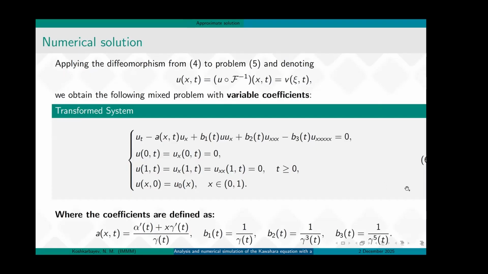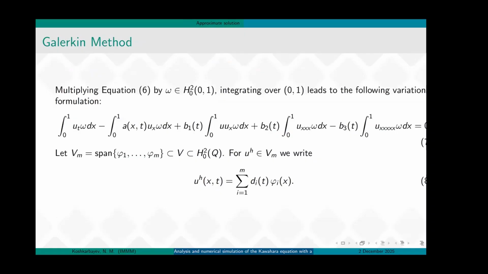And equation 6 shows the resulting system with the variable coefficients a(x,t) and b(t). In the numerical part, we consider only homogeneous boundary condition in system 1. We apply the Galerkin method to this transformed system, multiply by the test function omega, and integrating, we obtain the variational formulation shown in equation 7. We approximate the solution u_h as a sum of basis functions phi, omega_j, sorry, with the time-dependent coefficients d_j(t).